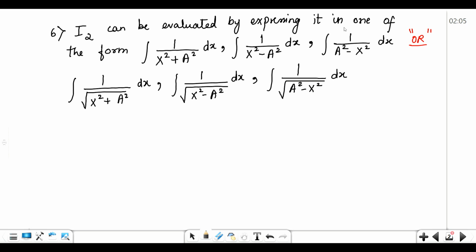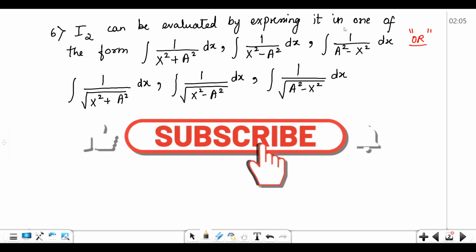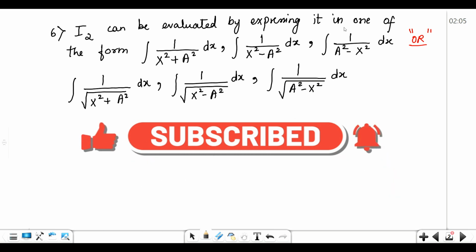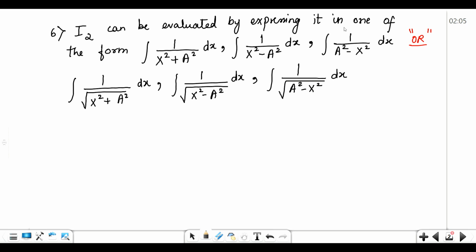If you have (px + q) upon the quadratic form ax² + bx + c, you can express it in any of these three forms: 1 upon (x² + a²), 1 upon (x² − a²) and 1 upon (a² − x²). And if you have a question where in the denominator you have the square root of the quadratic term ax² + bx + c, you can express it in these three forms: 1 upon the square root of (x² + a²), 1 upon the square root of (x² − a²) and 1 upon the square root of (a² − x²).